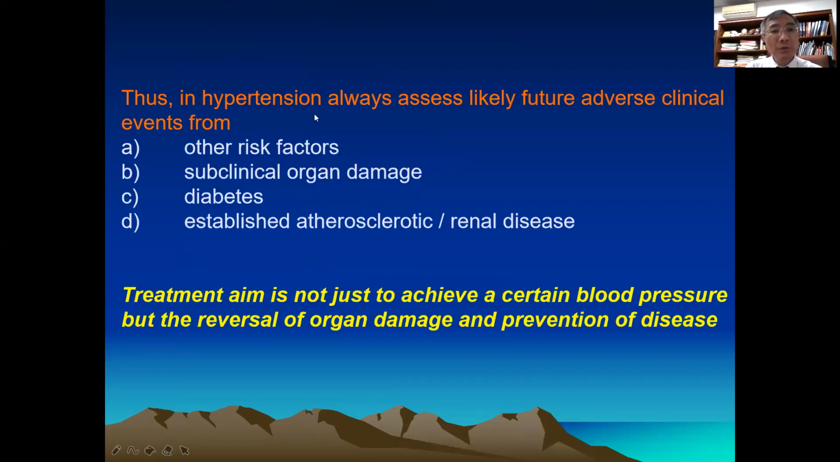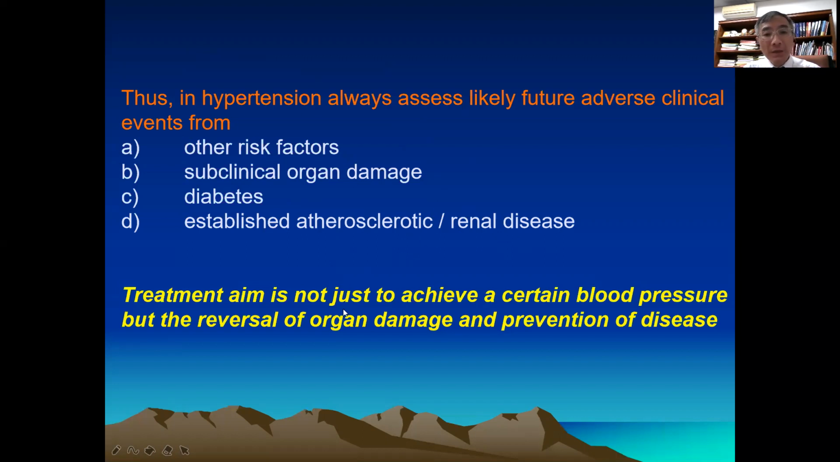Therefore, it is important to always remember that in hypertension, we must assess the future likelihood of getting adverse clinical events. We have to look at the risk factors for the development of adverse future cardiovascular events. We must look for evidence of organ damage. We must look whether there is diabetes, and we must look to see whether the patient has had established atherosclerotic or renal disease. And if any of these are present, then the management and approach to the patient will be very different from the person without these risk factors.